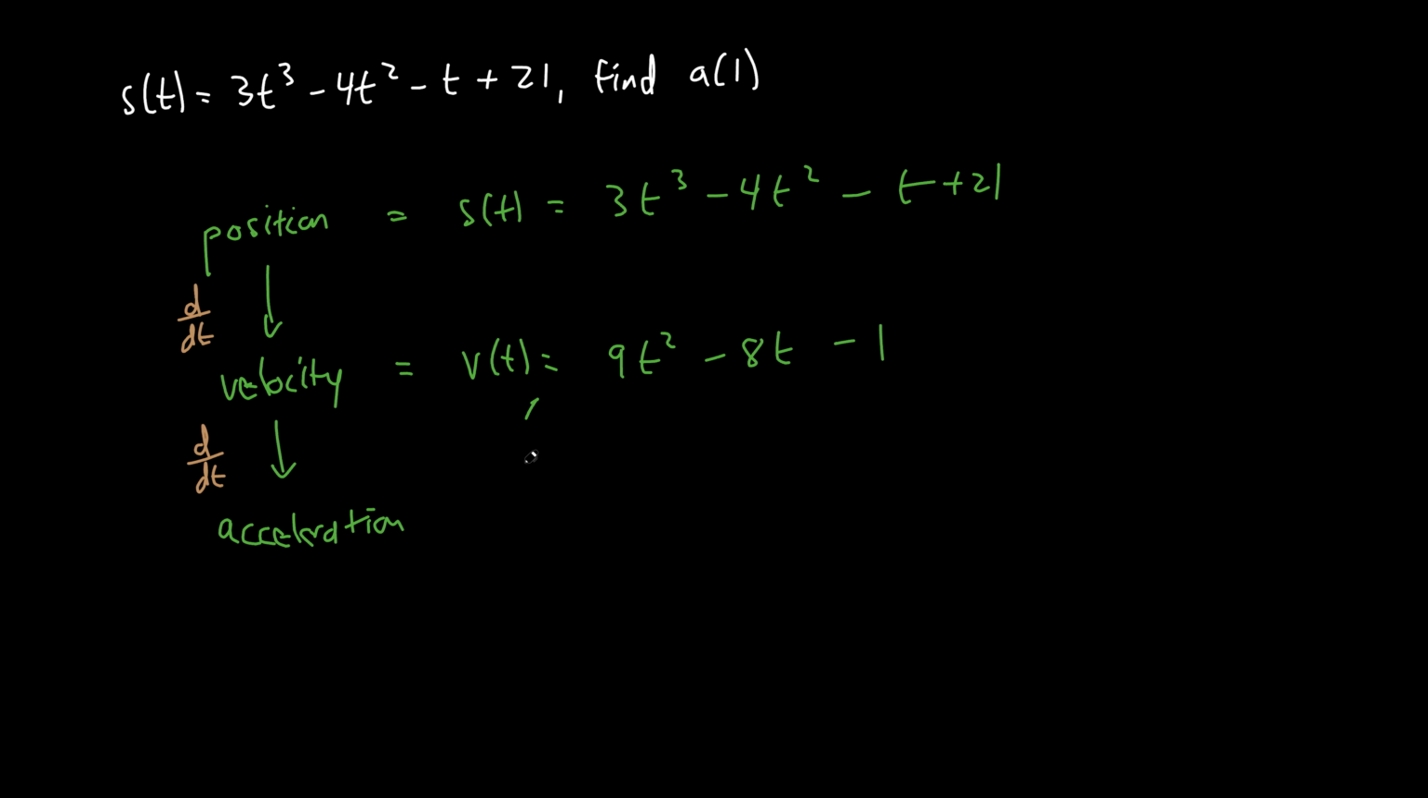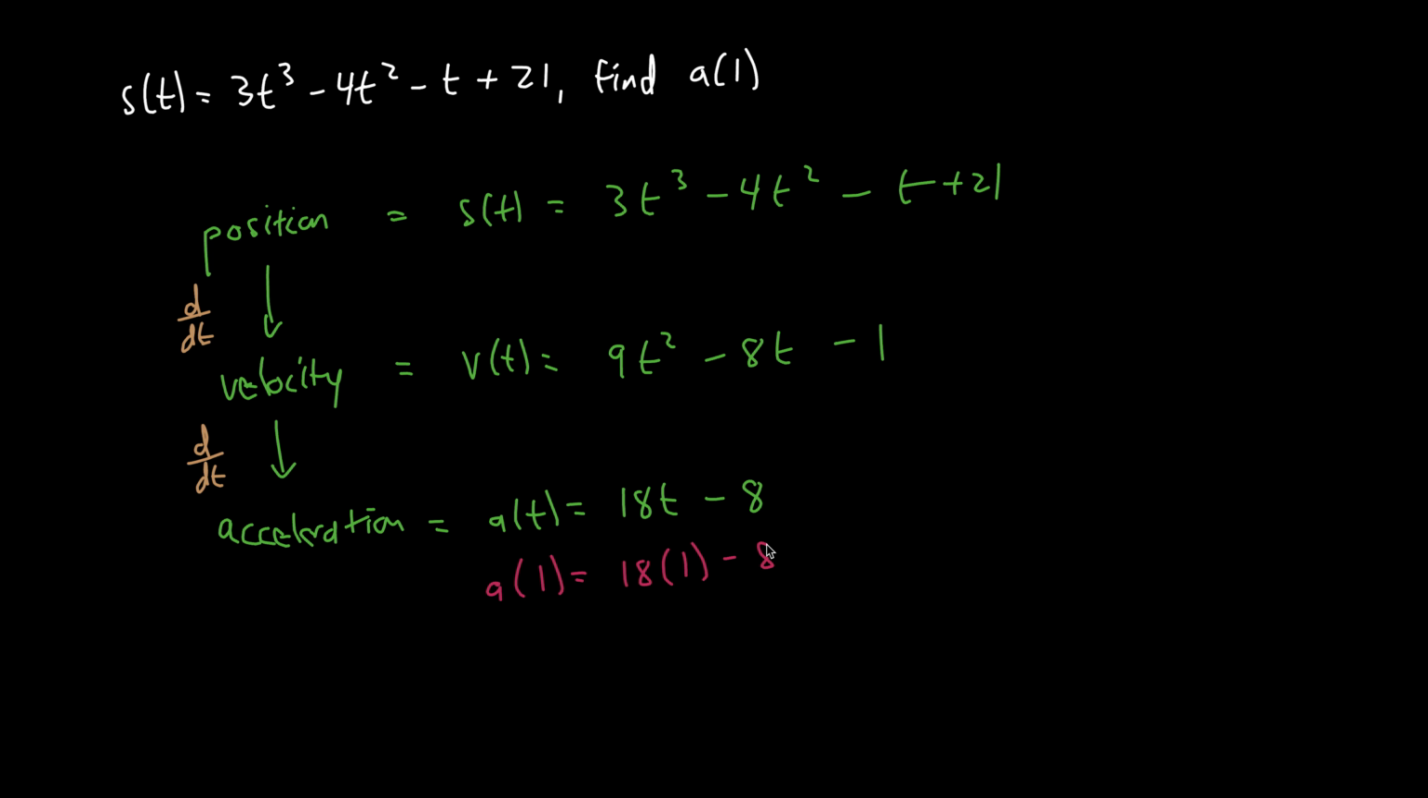From here, take one more derivative to get our acceleration, our a of t, and we get 18t when we apply the power rule. Negative 8t becomes negative 8. Great. Now we have an equation for our acceleration. Therefore, if I want to get acceleration at time 1, all I need to do is plug in t equals 1 seconds into my problem.